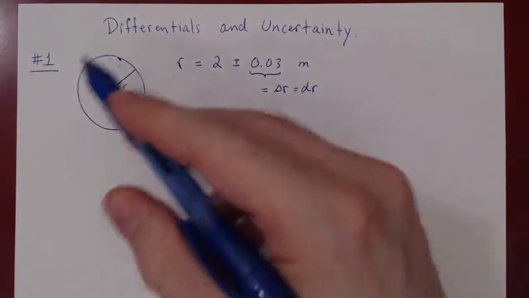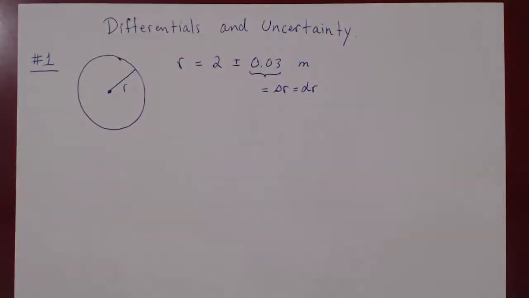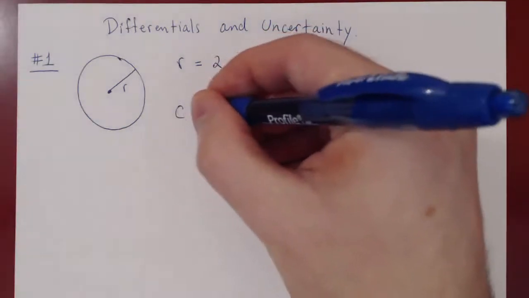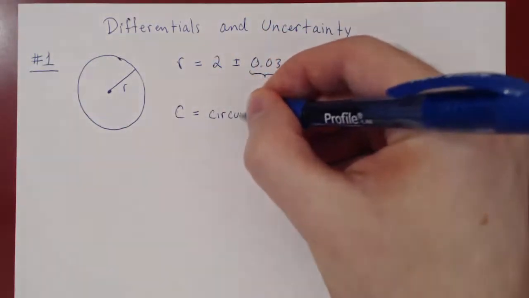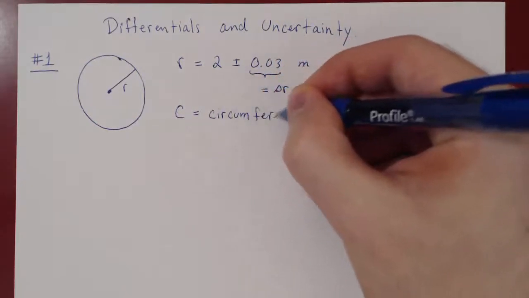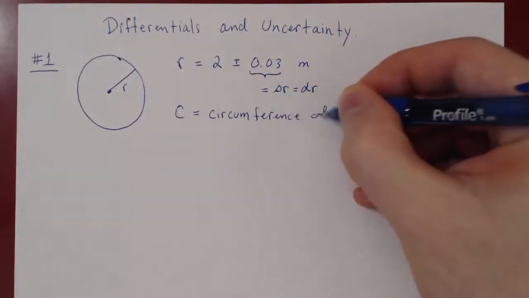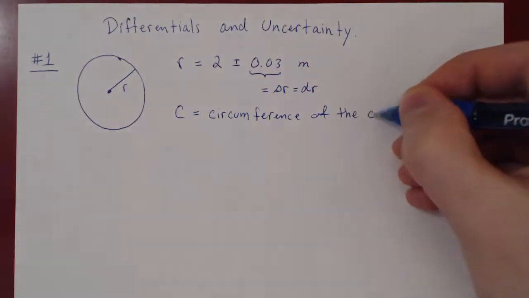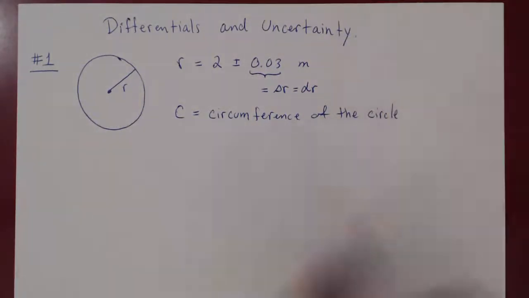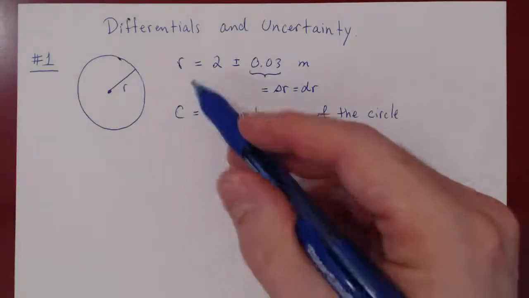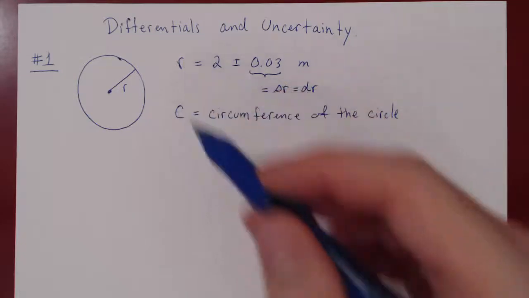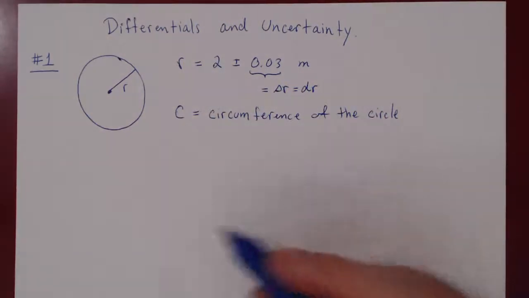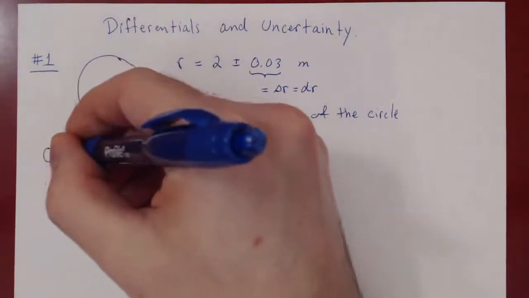Suppose we want to find the circumference of the circle with also uncertainty. So we'll say C is the circumference of the circle. Well, what we have to do is we have to relate C to r. How could you find the circumference of the circle as a function of the radius? Well, C is 2 pi r.